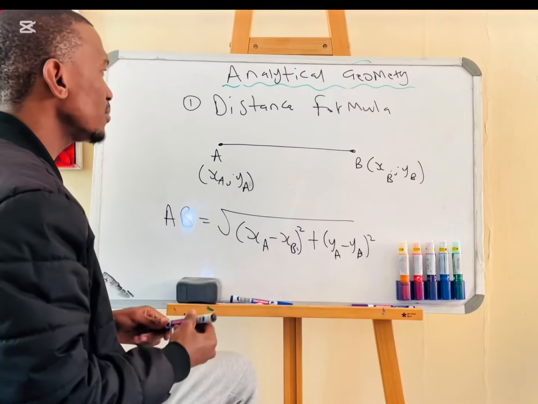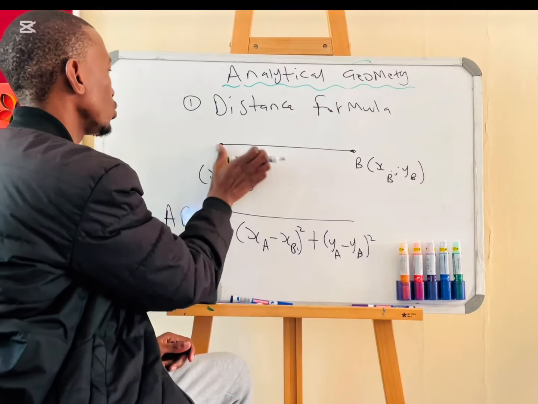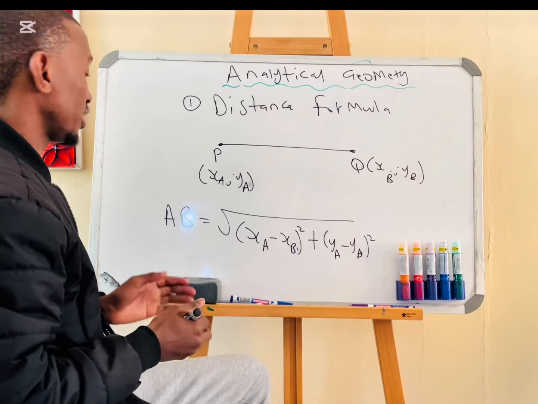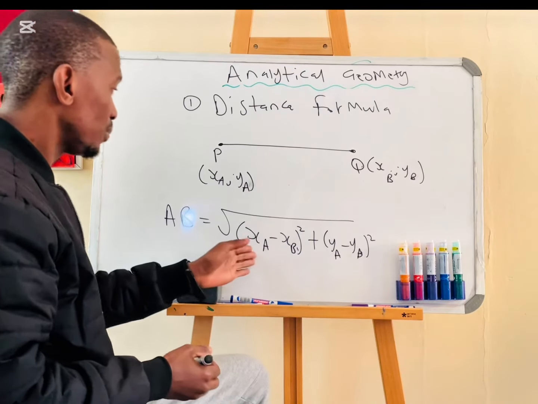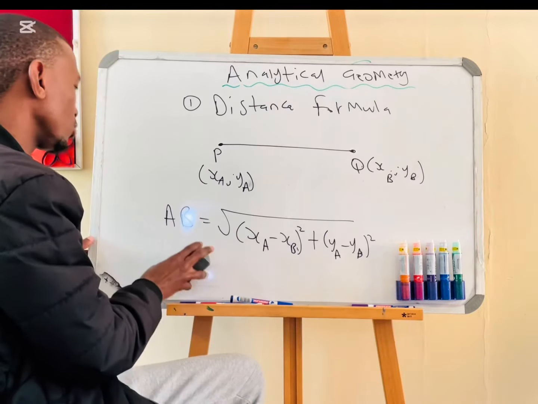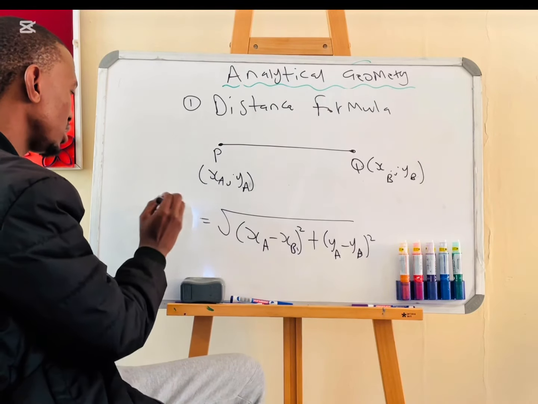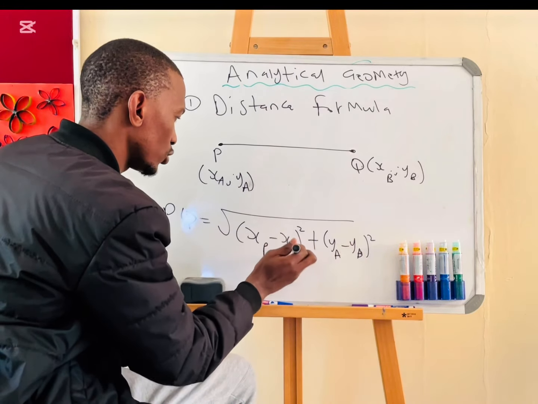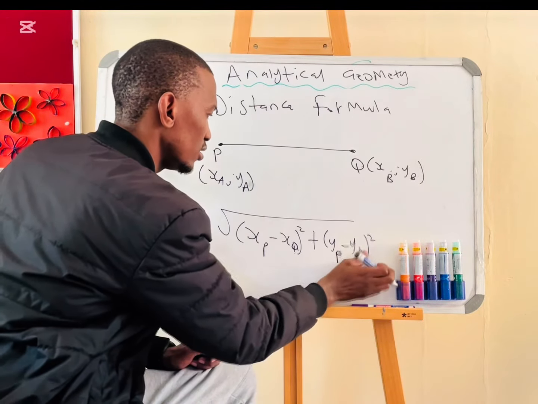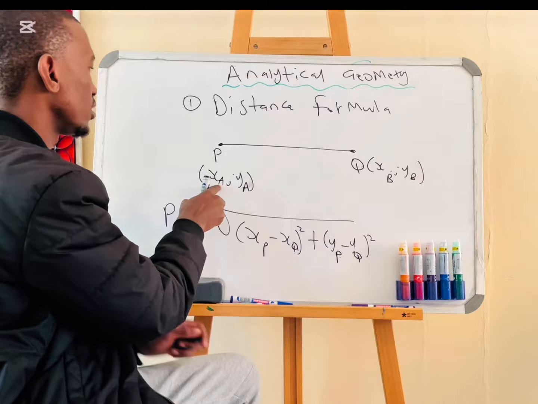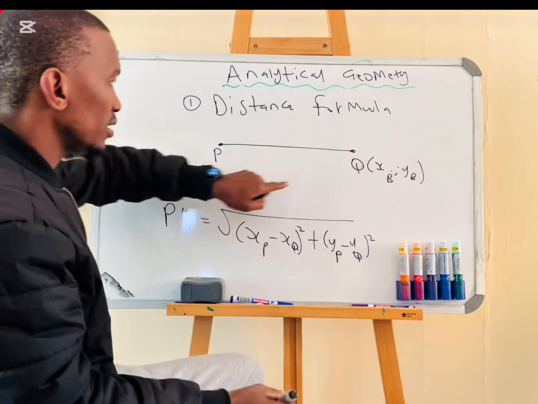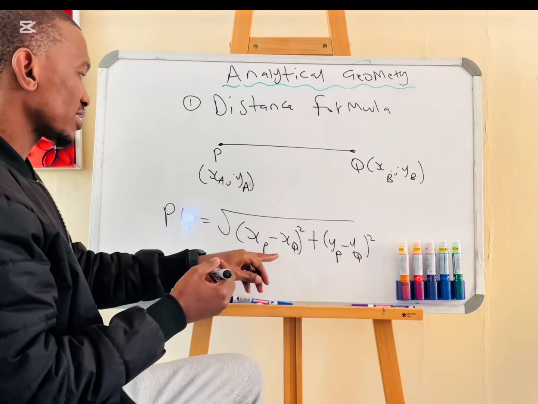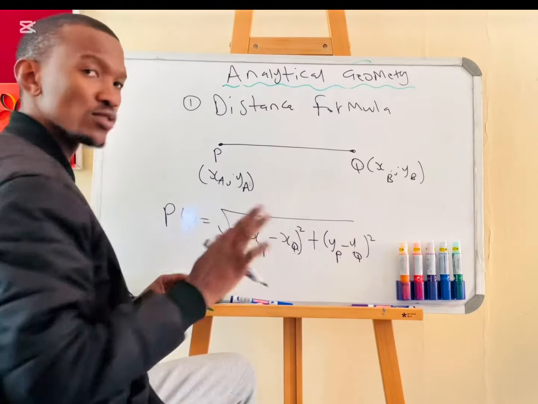Sometimes you might not be given a, b, you might be given p and q. Now someone might say, you said it's ab, so should I still say ab? No, if it's pq, you just remove ab, you put pq, and then you start with the values of p, q: xp, yp, xq, yq. You get what I'm saying? Even if you want to start with the values of this guy, you do the same thing.